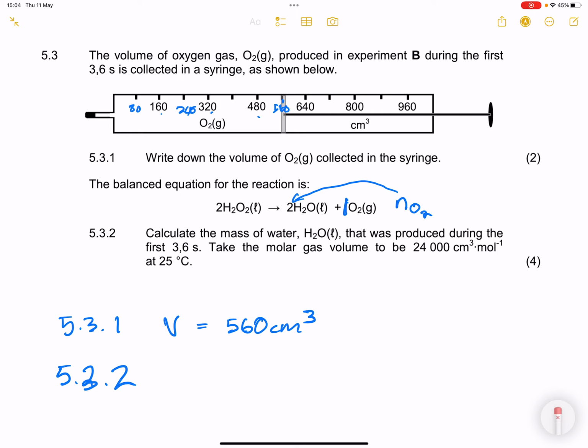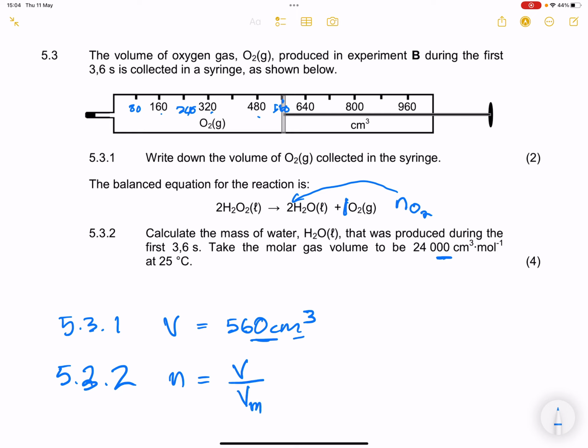I am going to use that to find out the number of moles of water, because otherwise we don't have anything that is given in terms of water there. So let's find out the number of moles of oxygen. We've got the volume of oxygen, and we've got the molar gas volume. So that's going to be V divided by Vm.